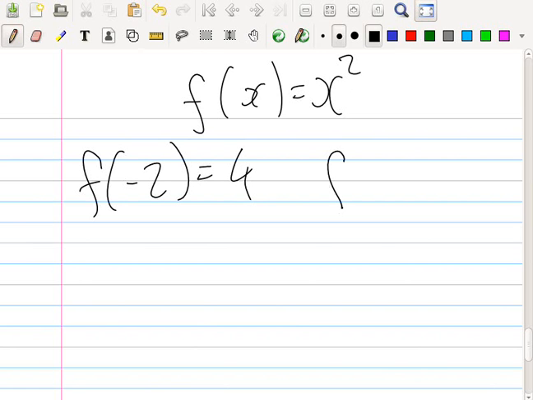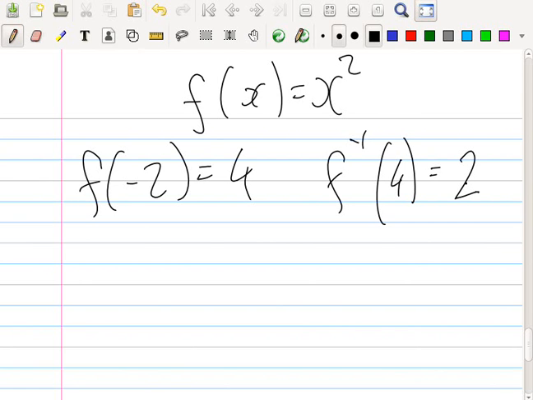What is f of minus 2? 4. And what would be the inverse? Well, the inverse is square root, isn't it? So what is the square root of 4? But you can't use plus or minus because functions have to have only one value. They need to be well defined. They need to be one-to-one. So, the square root of the absolute value of x. So in other words, 2, right? The square root of 4 is 2.